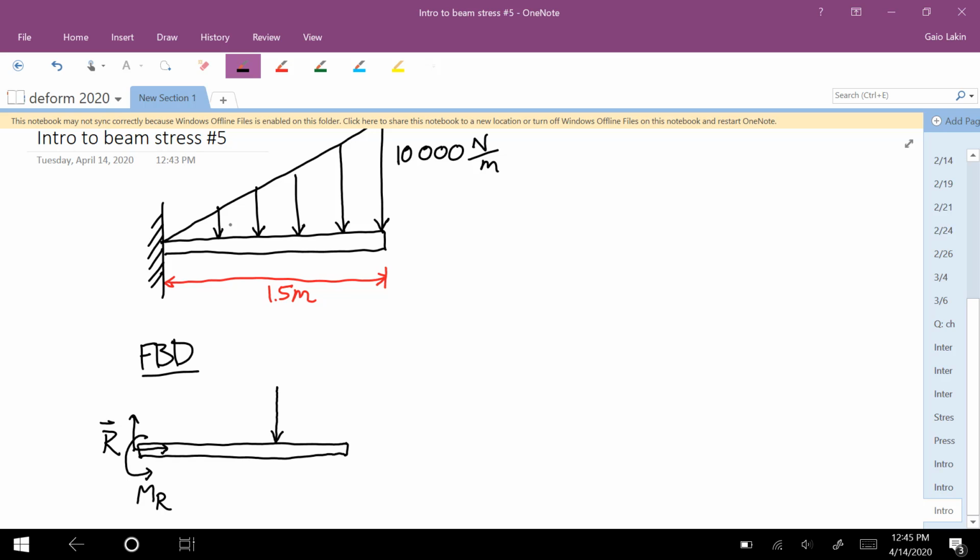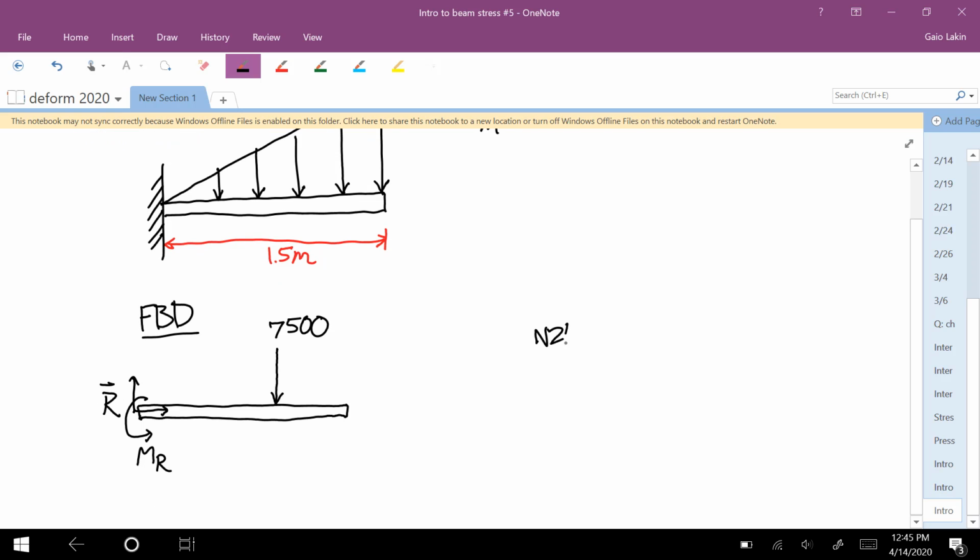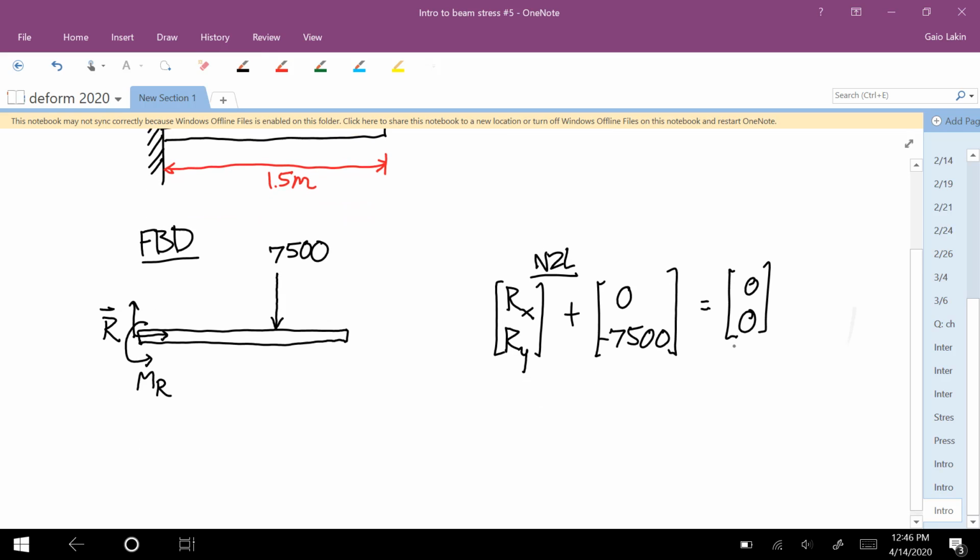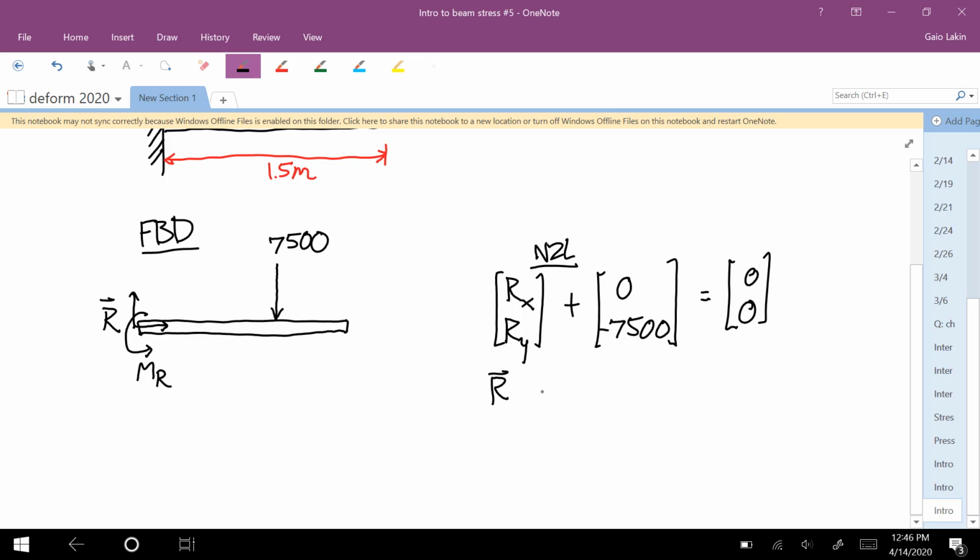And the magnitude is going to be base times height over 2. So that's 15,000 over 2, so 7,500 newtons. Newton's second law says Rx, Ry plus 0, negative 7,500 is equal to 0. So that reaction force is just an upward force of 7,500 newtons.